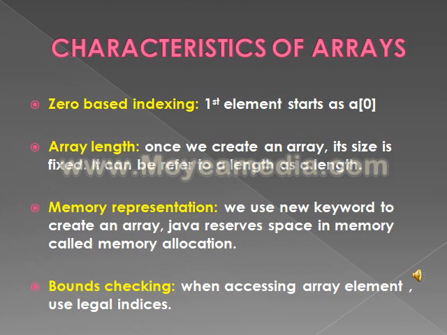Once we create an array, its size is fixed. It can be referred to as dot length. Next one is memory representation. Since we are using the new keyword to create an array, Java reserves a space in memory and it is called memory allocation.